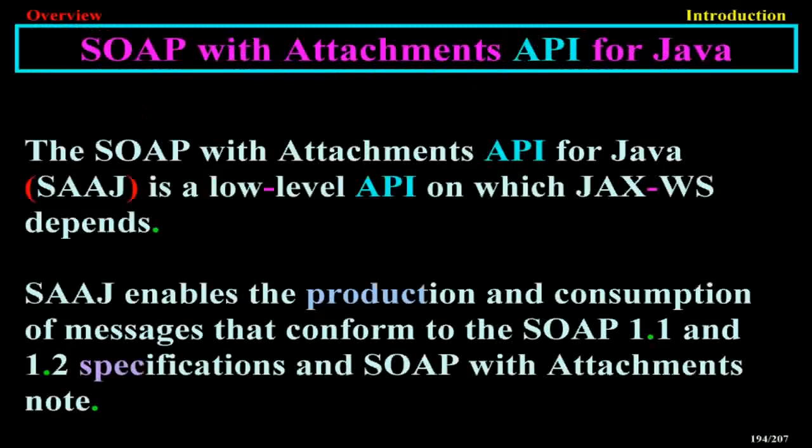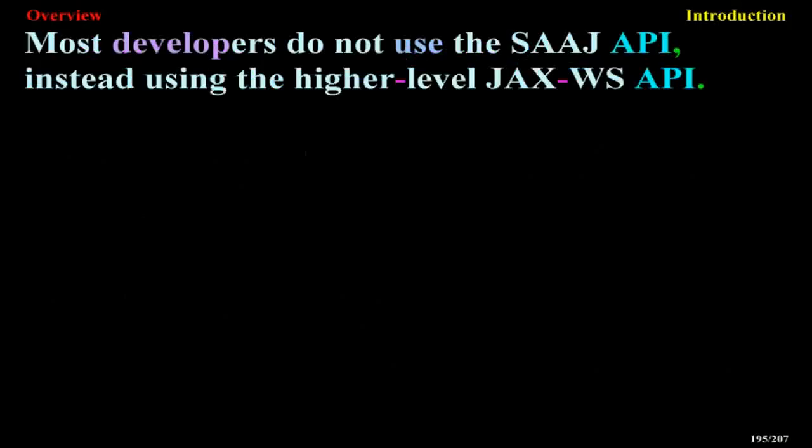SOAP with Attachments API for Java. The SOAP with Attachments API for Java, SAAJ, is a low-level API on which JAX-WS depends. SAAJ enables the production and consumption of messages that conform to the SOAP 1.1 and 1.2 specifications and SOAP with Attachments note. Most developers do not use the SAAJ API, instead using the higher-level JAX-WS API.